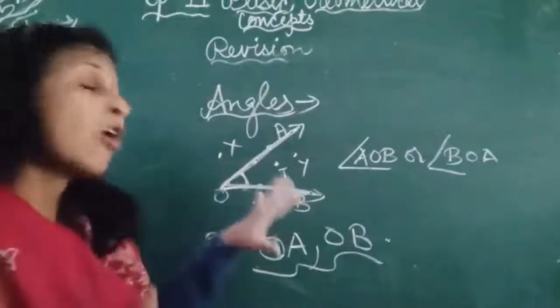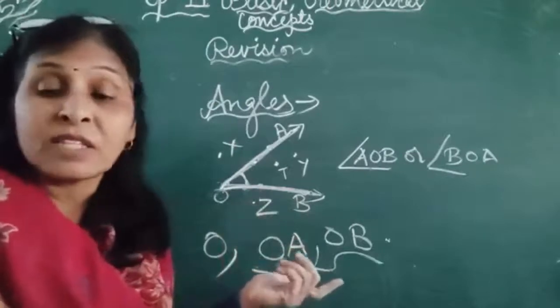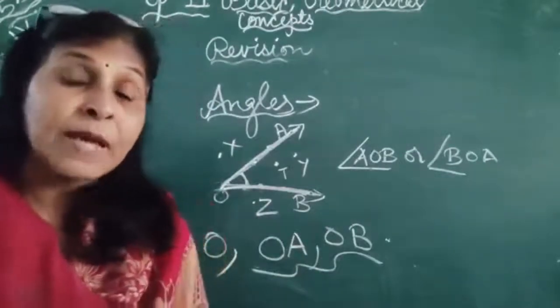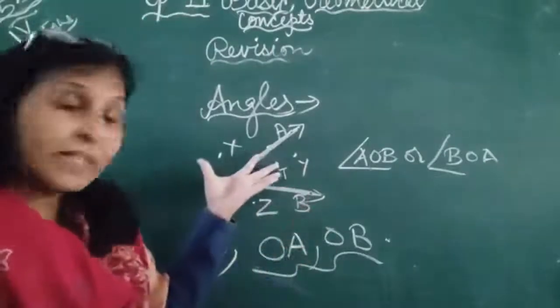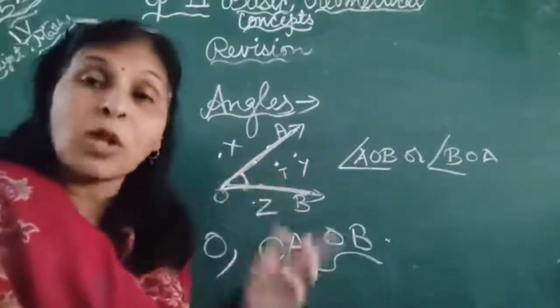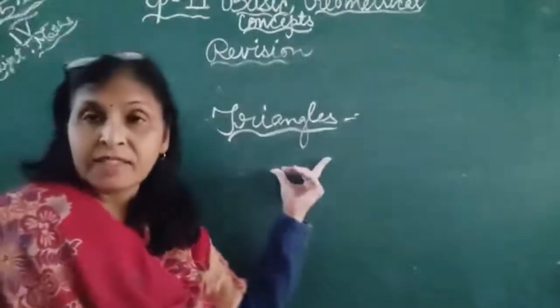Now clear all about the angles, and in angles there are this type of angles. The questions ask that write the name of the angle, write the vertex, write the arms. Now you clear this. Now here the triangles.